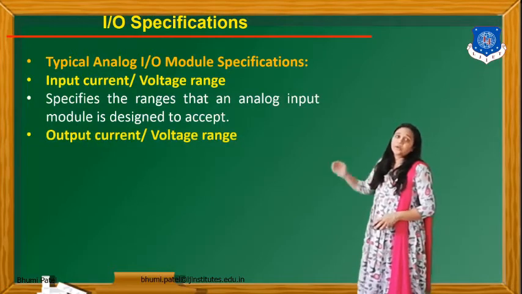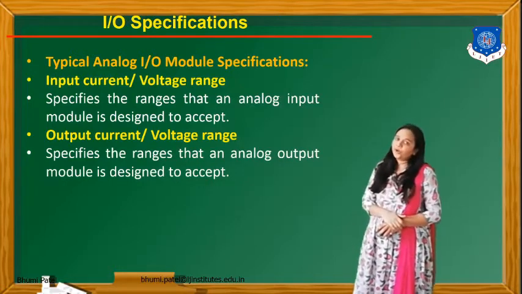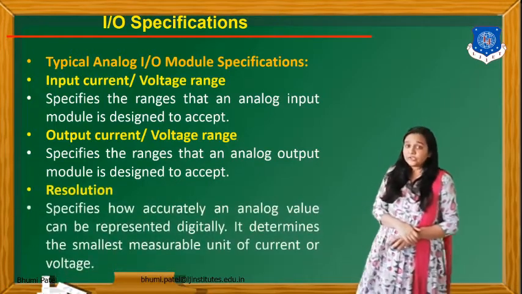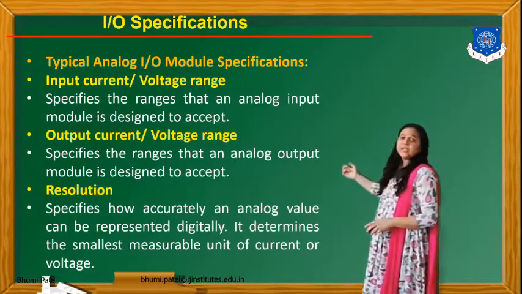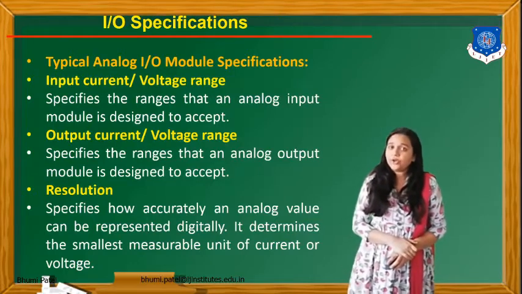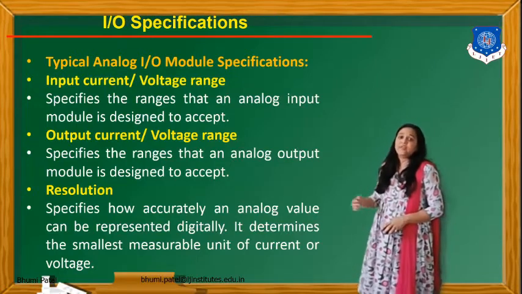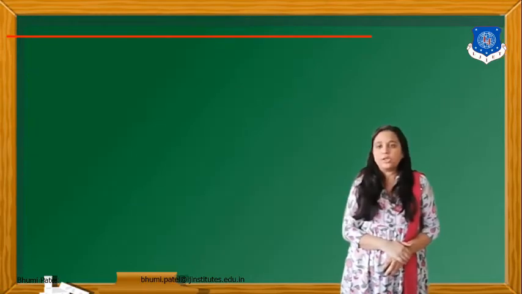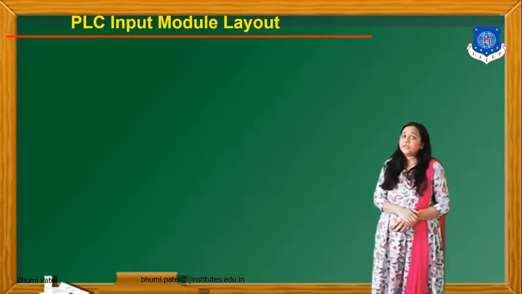Same as the output current and voltage range, it specifies the ranges that an analog output module is designed to accept. Now, what is the resolution? It specifies how accurately an analog value can be represented digitally. It determines the smallest measurable unit of current or voltage. So every analog I/O module specifies a resolution that indicates the smallest measurable unit of the current or the voltage.